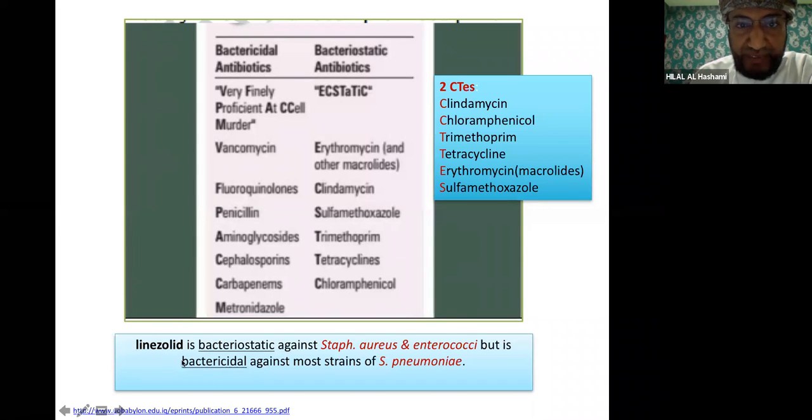So the other example is that linezolid is a bacteriostatic agent against Staph aureus and Enterococcus, but it's bactericidal against Strep pneumoniae.